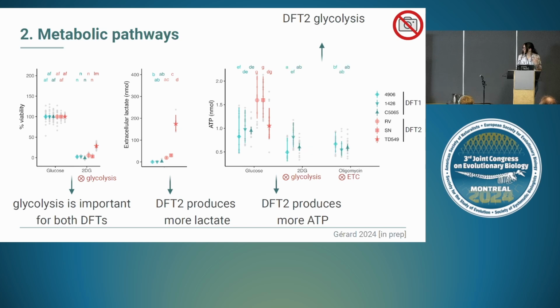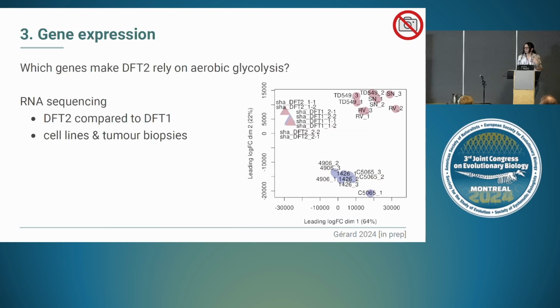When it comes to DFT1, we saw a significant reduction in ATP production in both cases, so probably indicating that in some way DFT1 is still relying on oxidative phosphorylation, but not as much as DFT2. All right. So now we wanted to ask, where does this change in glycolysis rate come from in DFT2, and what is genetically driving that?